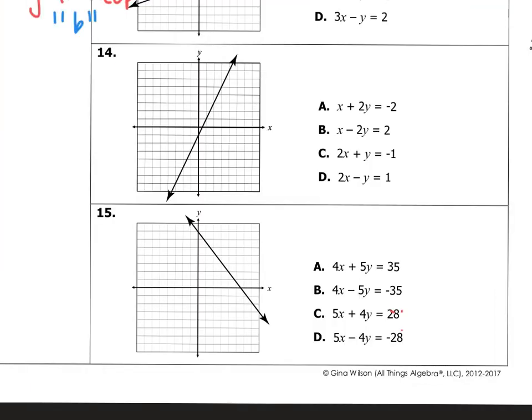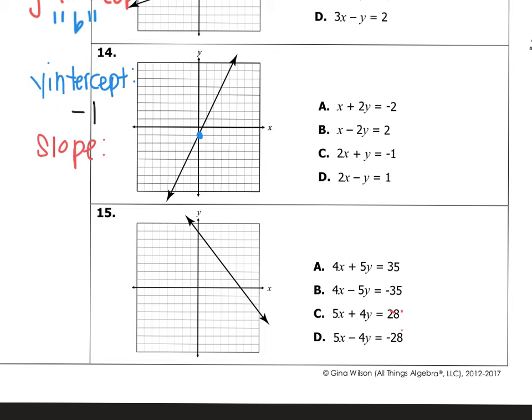All right, let's look at number 14, and I want you to identify two pieces of information in this graph. I want you to tell me what the y-intercept is. And then I also want you to tell me what the slope is. So the y-intercept is a point on the line where the graph crosses the y-axis, and that is right here, and that location is -1.